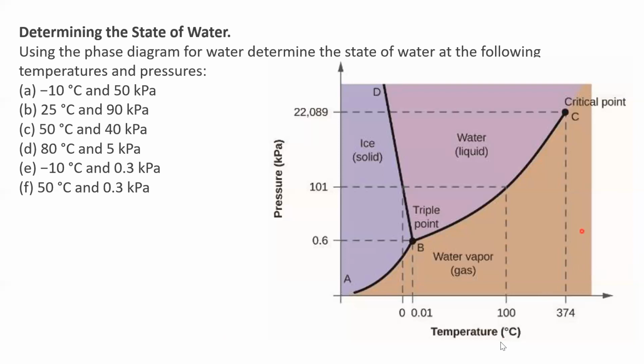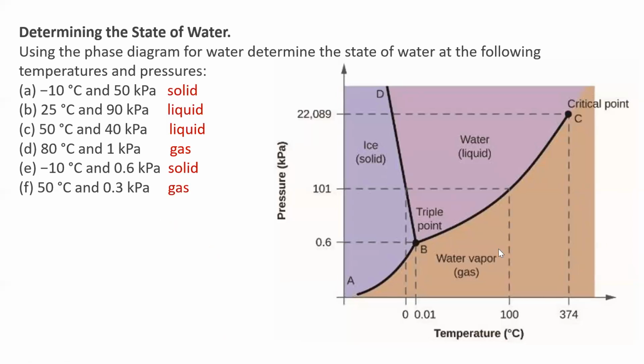All right, so let's see how we did. Okay, and again, it's just reading a graph. Maybe you'd see a question where it doesn't label solid, liquid, gas, and you'd have to know what the states would be. So maybe this is a little easier than what you might see. So negative 10 degrees would be along here, 50 kilopascals is around here, so we're looking at a solid.